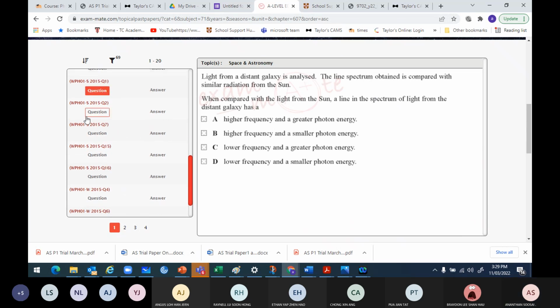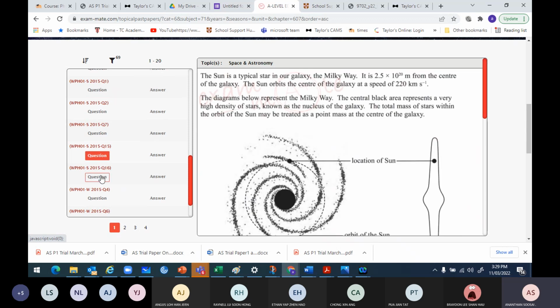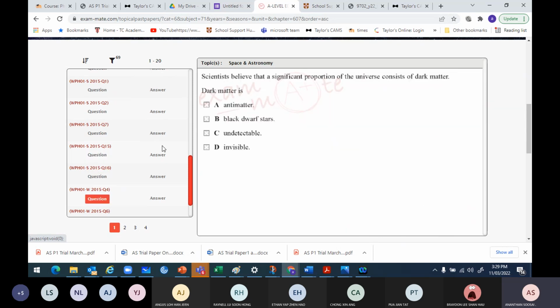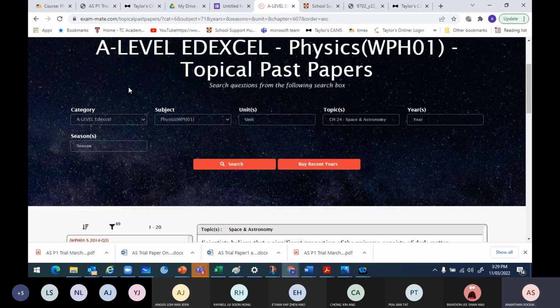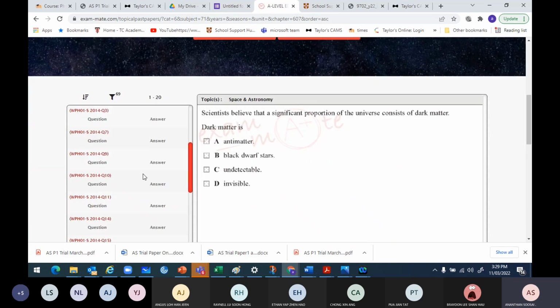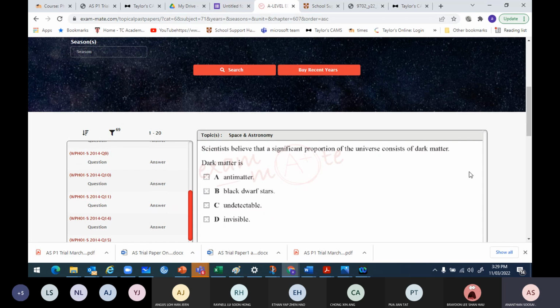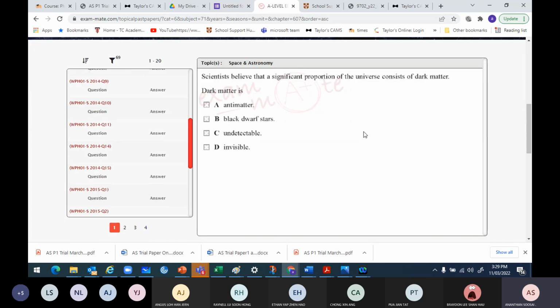So you have lots of questions, but you have to select the questions. You can give it a try from ExamMate: go to Edexcel, go to physics, go to space astronomy. Skip anything to do with antimatter, dark energy, dark matter. That's all not in your syllabus. The Hertzsprung-Russell graph is not in the syllabus. Anything to do with Hubble, yes. Anything to do with luminosity flux, yes, it's in your syllabus.